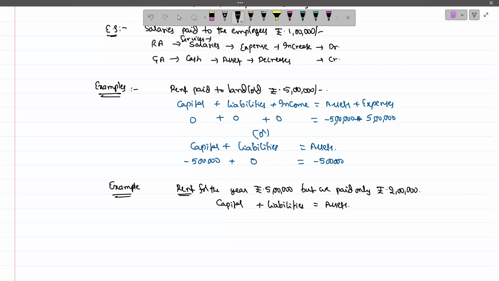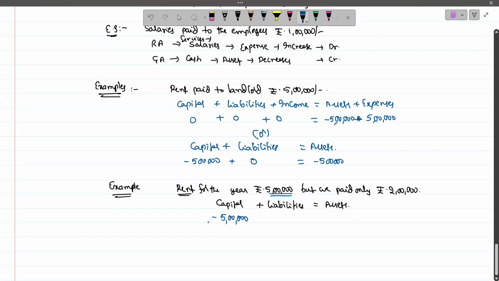Actually, what is the total rent for the year? Total rent for the year is how much? 5 lakhs. So, as we discussed, the total rent of 5 lakhs is nothing but an expense to the business, because we already utilized the total building. How much amount you paid and how much not yet paid is a secondary matter. We received the services completely. We are utilizing the building completely for the year. So that is an expense. Expense leads to loss to the entity and the loss leads to a decrease in capital. So capital is decreased by 5 lakhs.